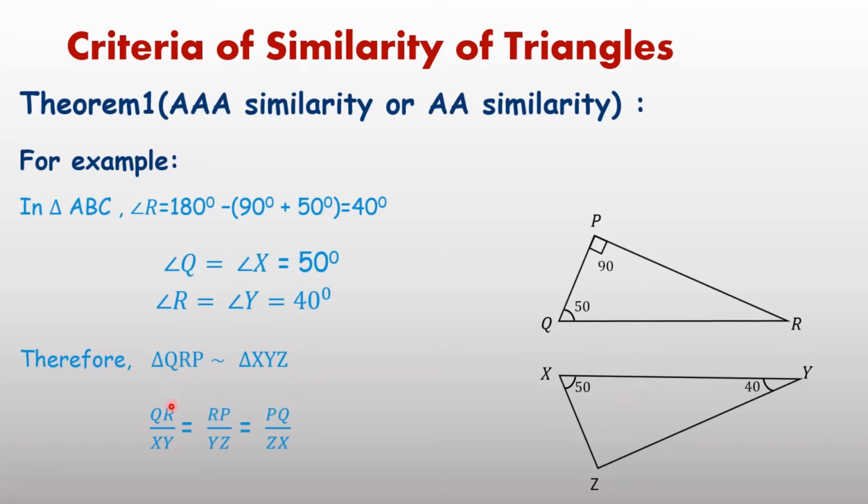Taking first two points QR, first two points so XY, equal to second and third point RP, second and third point here YZ. Then PQ, third to first taken, here ZX, PQ upon ZX. In this pattern, we can write corresponding sides are in the same ratio. So this first theorem or criteria for similarity of triangles is known as AAA similarity.